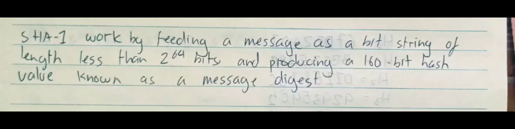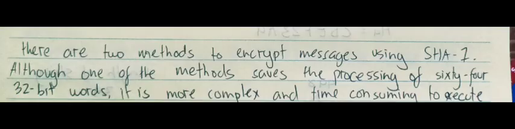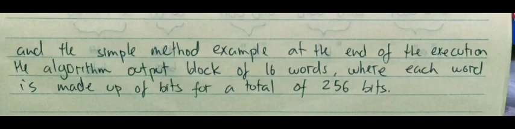compression functions. SHA-1 works by taking a message as a bit string of length less than 2 to the power of 64 bits and producing a 160-bit hash value known as a message digest. There are two methods of encrypting a message using SHA-1, although one of the methods saves space by processing 64 32-bit words, it is more complex and time consuming to execute. In the simple method example, at the end of the execution, the algorithm outputs a block of 16 words where each word is made up of bits for a total of 256 bits.